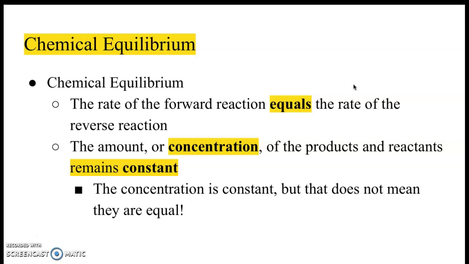This means I could have my reactants creating 10 molecules of my products and my products creating only 2 molecules of my reactants. 10 molecules does not equal 2 molecules. It just matters that the 10 and the 2, our concentration remains the same. It is a constant concentration, and it's happening at an equal speed forward and backwards.